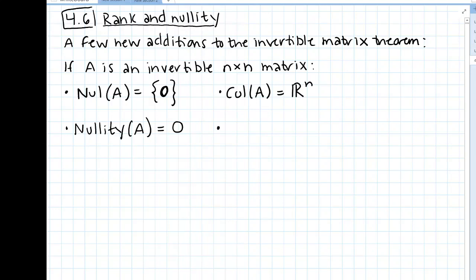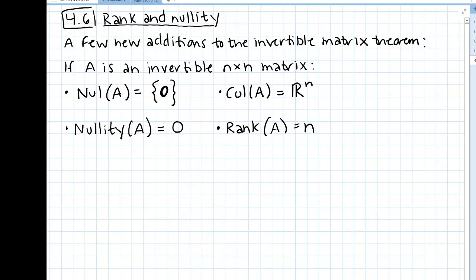And then the last thing is, if the column space of A is equal to Rn, well, we have a word for the dimension of the column space, right? That word is rank. And so if the column space is all of Rn, well, the dimension of Rn is n, and so that means the rank is n.